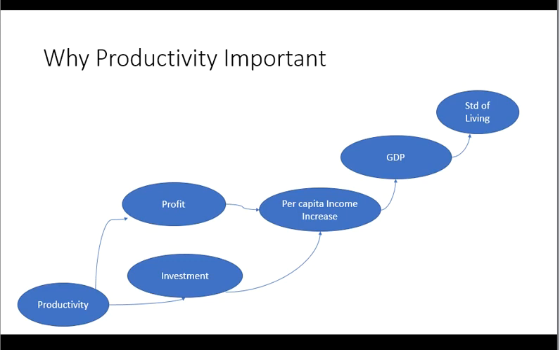Next thing, improvement in productivity is important for a country like ours, our country India, because it can minimize the level of poverty and unemployment. So improvement in productivity is very important, and it can minimize the level of poverty and unemployment. So we need to improve productivity.